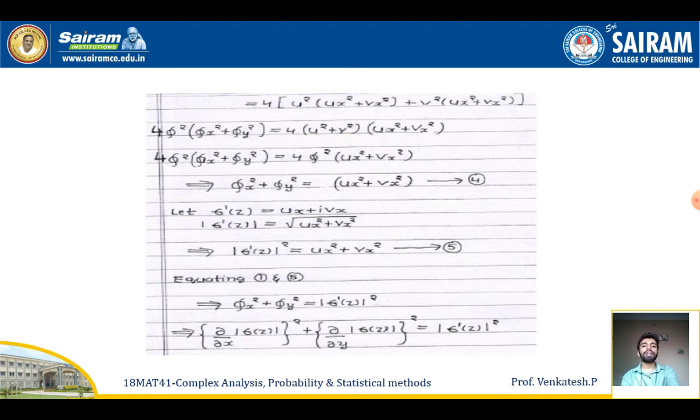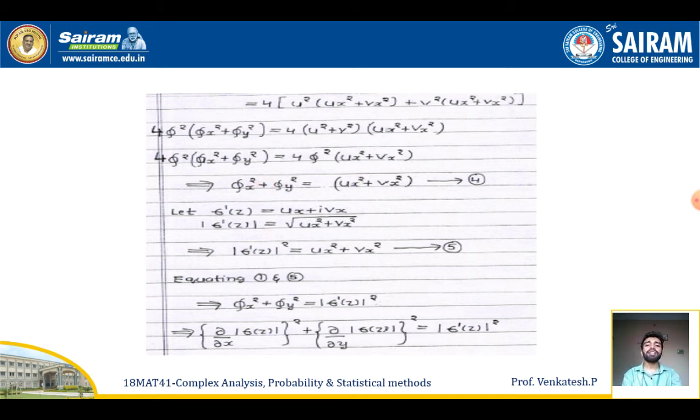So on simplifying this, I'll be getting what? This pi is nothing but the square root of u square plus v square. Then obviously pi square will be u square plus v square. So I can cancel this 4 pi square with 4 pi square here. So I'll be getting pi x square plus pi y square is equal to ux square plus vx square.